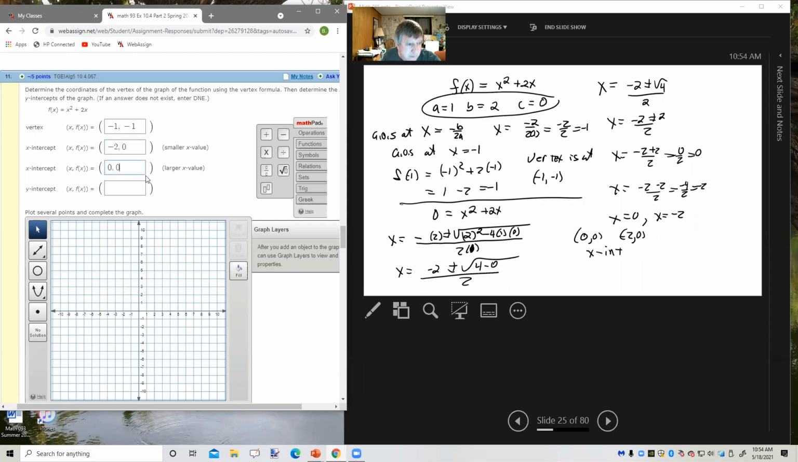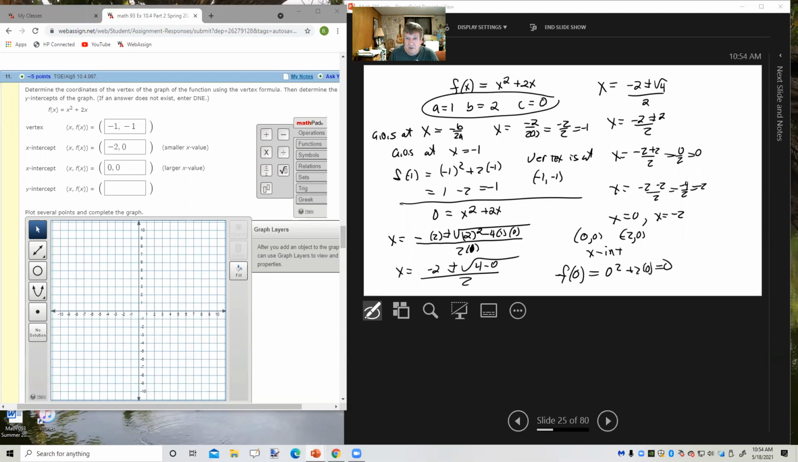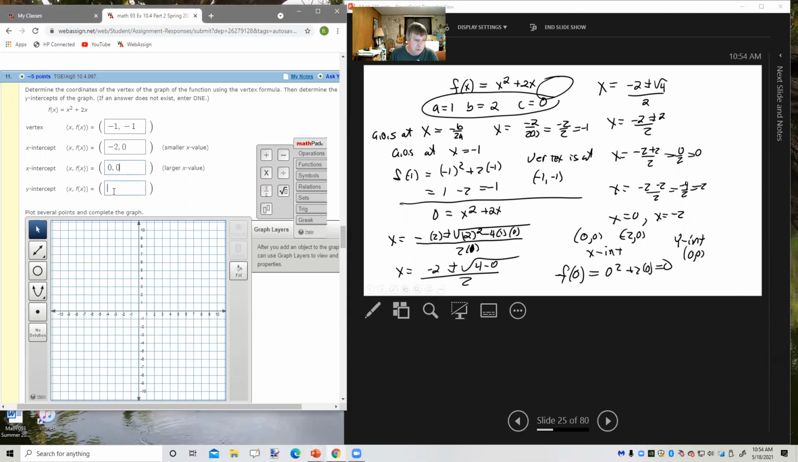and then 0, comma, 0. Okay. To find the y-intercept, we find f of 0, which is 0 squared plus 2 times 0, which is 0. Or we just look at the constant right here, which is 0. So the y-intercept is also at 0, 0, the origin.